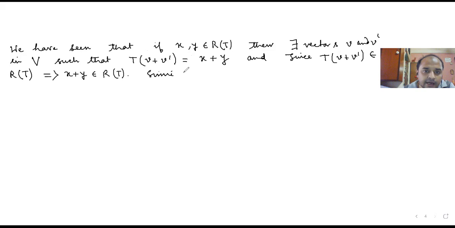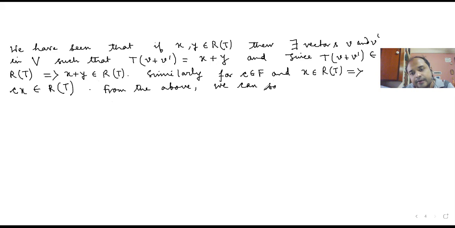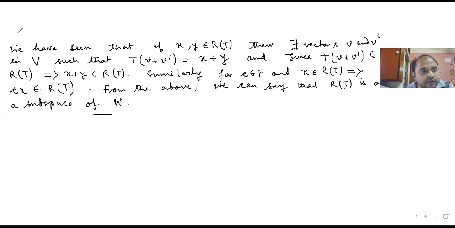Similarly, for C belonging to F and x belonging to RT, we get C into x also belonging to RT. So from these two, from the above, we can say that RT is also a subspace of the vector space W. So this result, remember, is a very important result.